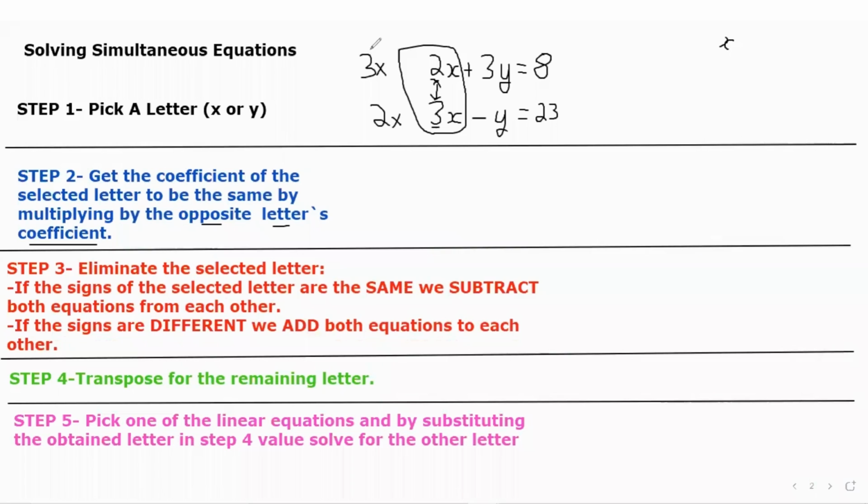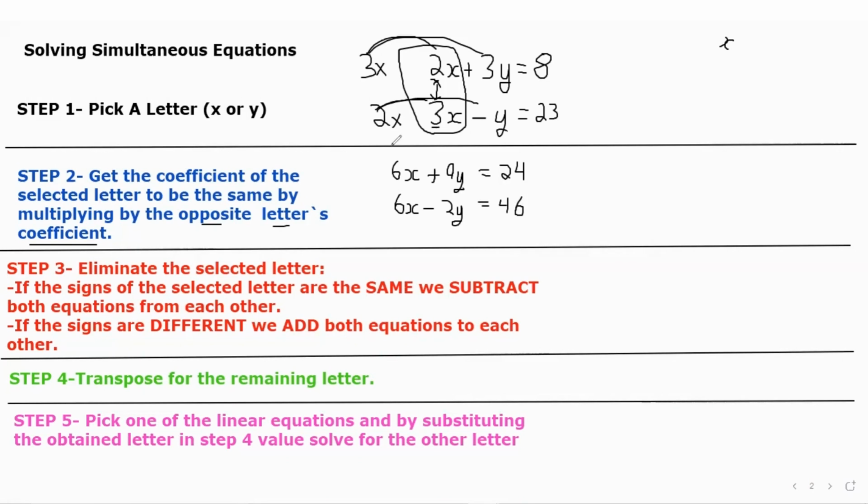As before, we multiply everything. So 3 by 2 is 6x, and 3 by 3 is 9y, and then 3 by 8 is 24. For the second equation, 2 by 3 is 6x. So we see how the x's are the same, which is what we wanted. 2 by the negative y is negative 2y, and 2 by 23 is 46.